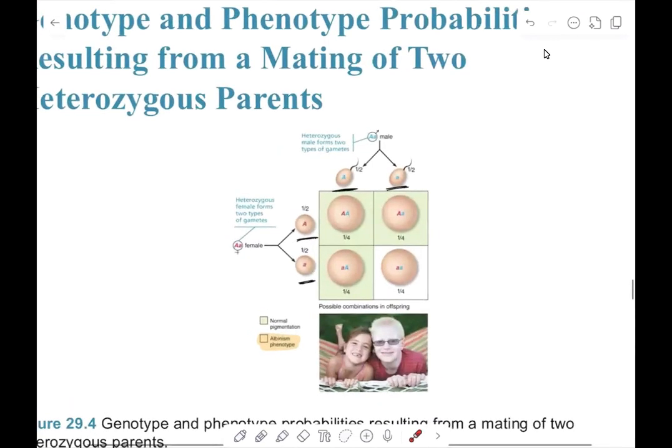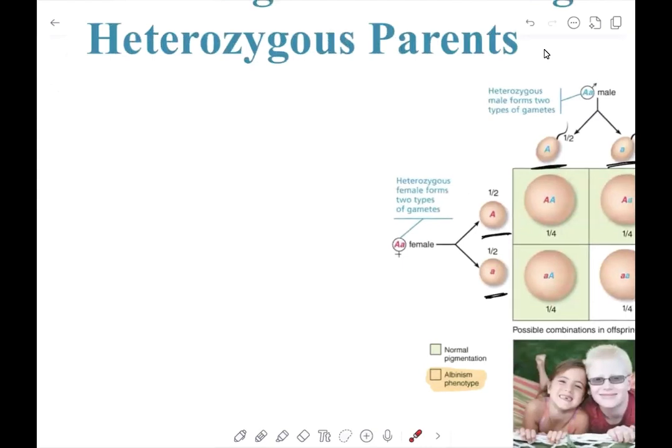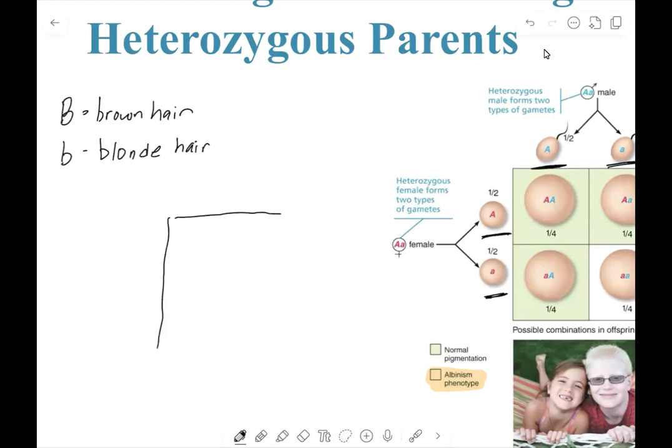If we consider another gene, which we saw earlier when we talked about chiasma, it is going to be for hair color. So we're going to consider a dominant and a recessive gene. The capital B is going to be for brown hair. The lowercase b is going to be for blonde hair, and it's going to be the same exact results that we see on the right side of your slide.